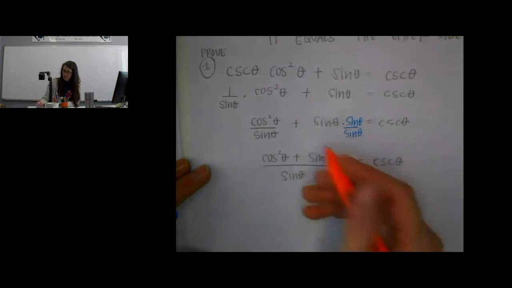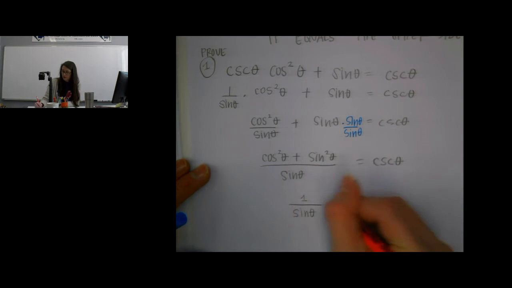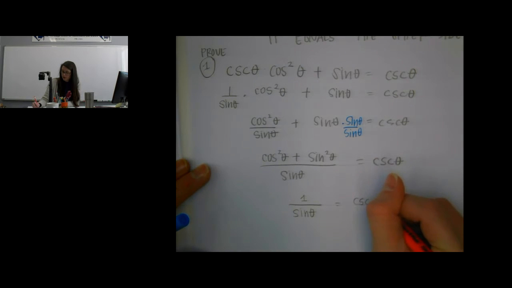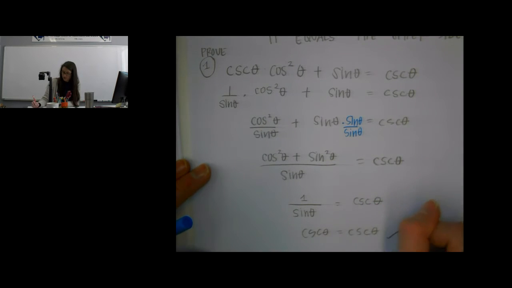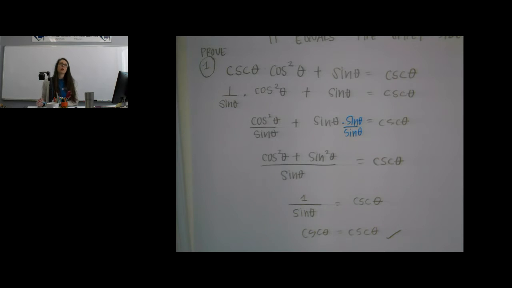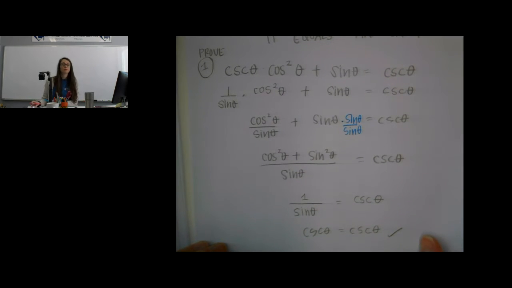Cosine squared plus sine squared, by the Pythagorean identity, is just a 1. So this is going to be 1 over sine, and 1 over sine is cosecant. So there we go. So I proved that those two things are equal to each other.